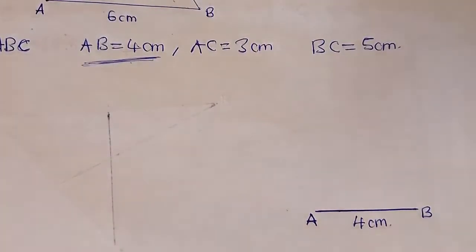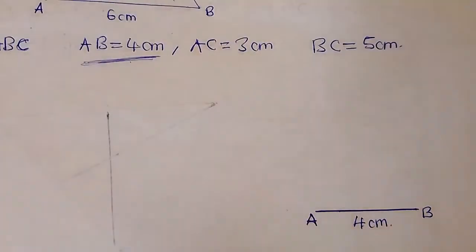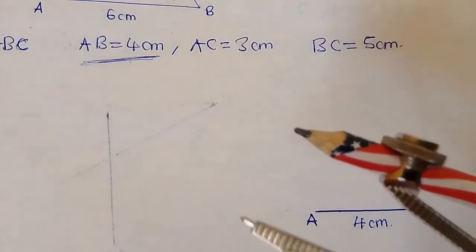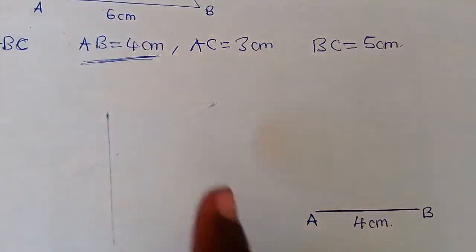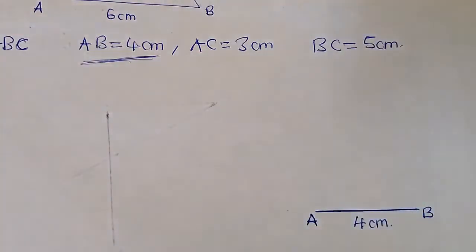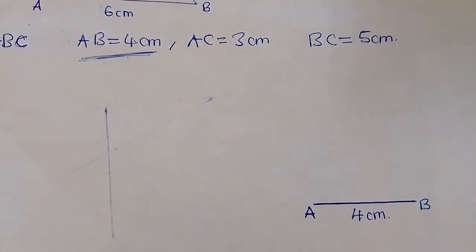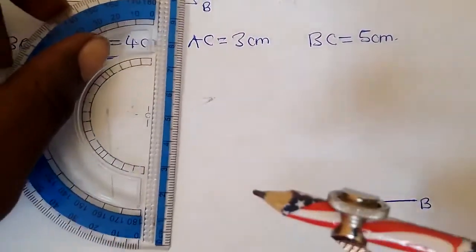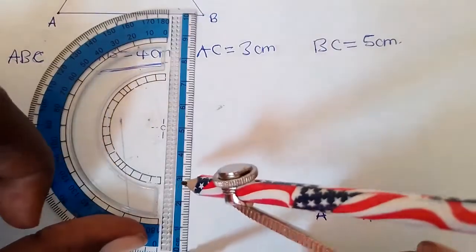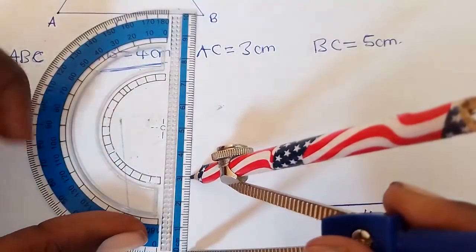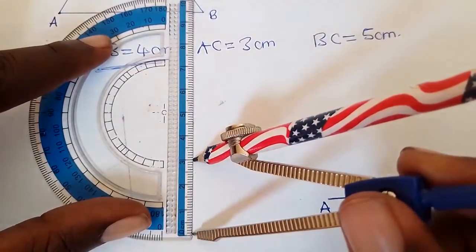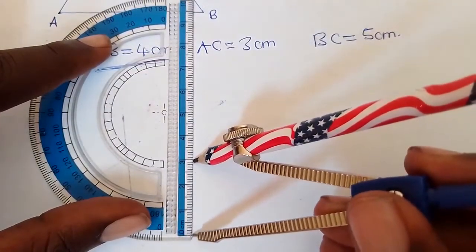After you do this, the other thing you're going to do, I've told you that after you put the base, everything should be done using a compass. So you want to measure AC, which is 3 centimeters. You get your ruler and a compass, using a ruler, from here to there. Have you seen the way I've done? This is my 3 centimeters.